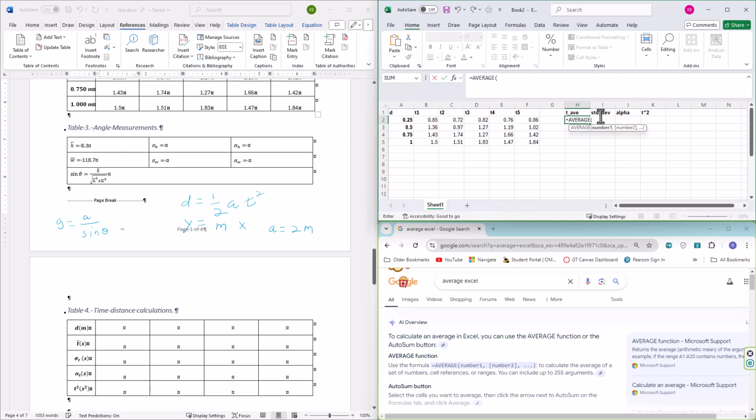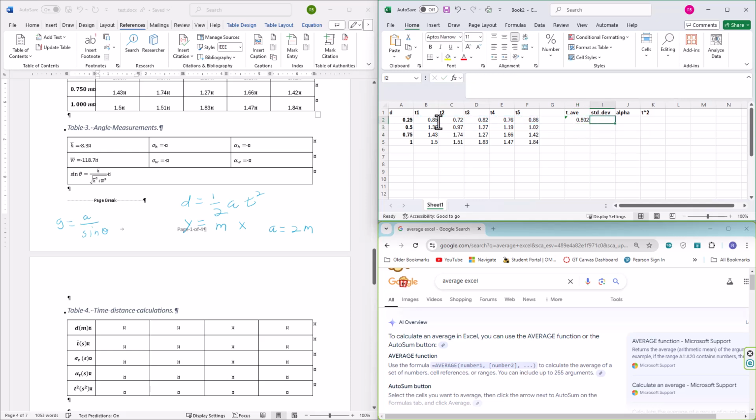And now what we want to do is highlight the times. These are the times. Okay. Now you should put a parenthesis at the end, but you don't have to, because Excel is actually smarter than it used to be, and it'll put that down there.